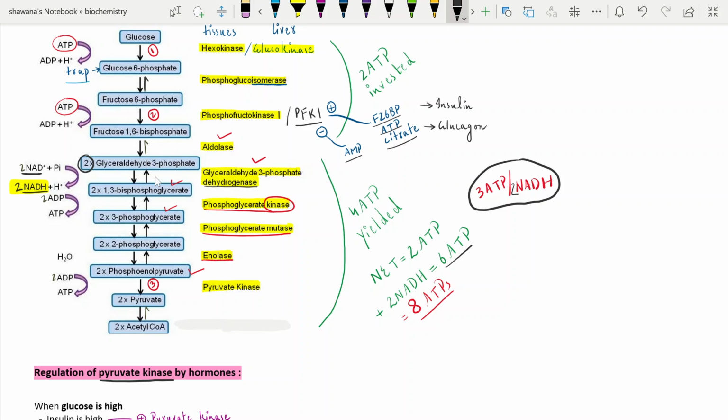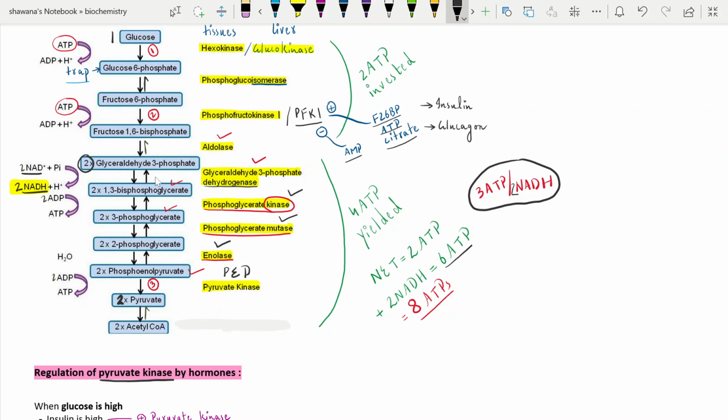Okay. After that, 1,3-bisphosphoglycerate is converted to 3-phosphoglycerate by phosphoglycerate kinase, then 3-phosphoglycerate to 2-phosphoglycerate by phosphoglycerate mutase. After that, the 2-phosphoglycerate is converted to phosphoenolpyruvate, which is known as PEP, by the enzyme enolase. And this is the last irreversible step of glycolysis, in which the PEP, i.e. the phosphoenolpyruvate, is converted into pyruvate. Two molecules of pyruvate are obtained from one molecule of glucose.